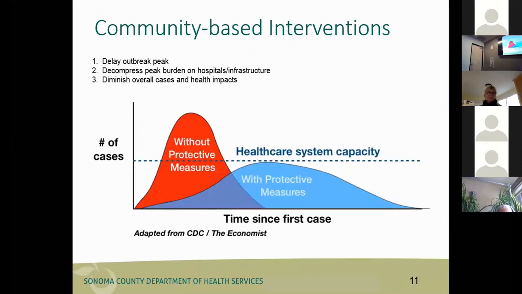And then I just wanted to close with the image of flattening the curve. So again, this is what happens. The red curve is what happens if you don't use protective measures. The disease will burn through the community and overwhelm our healthcare system capacity. What we're trying to do is flatten this so we do not overload our healthcare system. We're spreading our cases out over a longer period of time and hopefully reducing the overall number so that everyone can access medical care when they need it and safely.